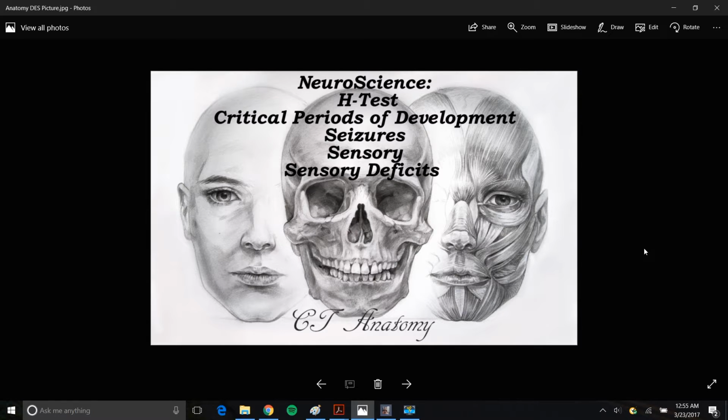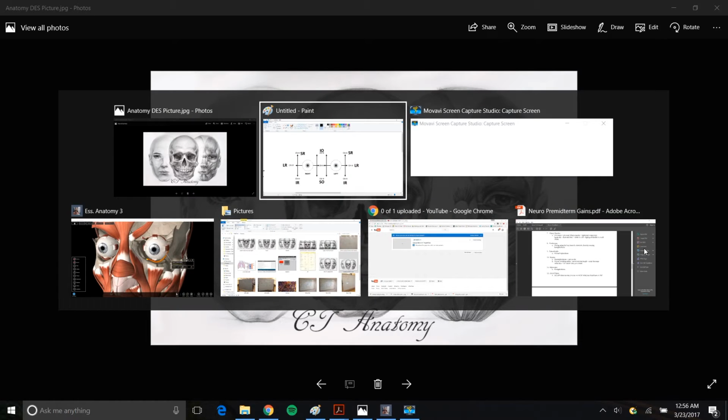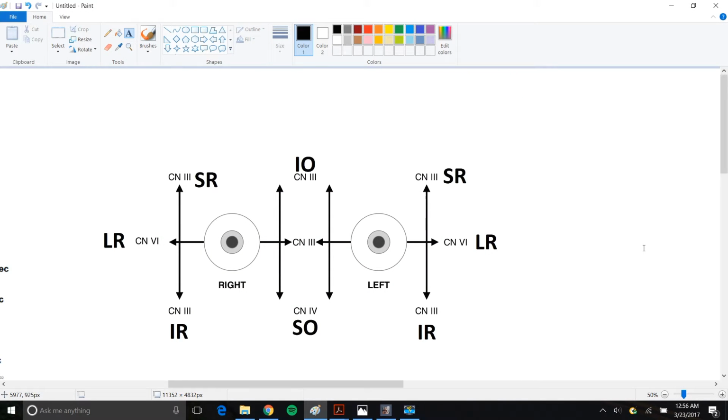First things first, we're going to be discussing the H test, and then I'm going to give you a little bit of understanding of what Dr. M was talking about when he was discussing the critical or pruning period of the visual system in development. Then we're going to address a little bit about seizures, and then we'll be discussing some of the sensory and pain pathways and deficits that you find there. So first, without further ado, the H test.